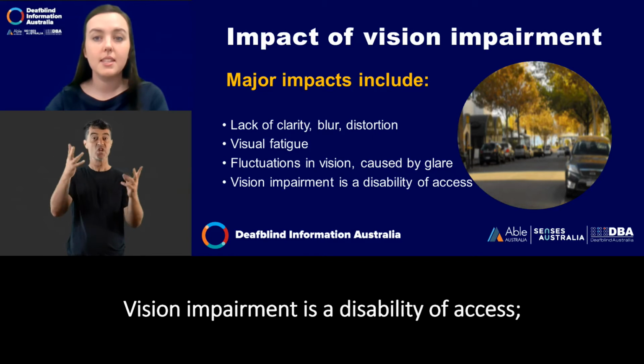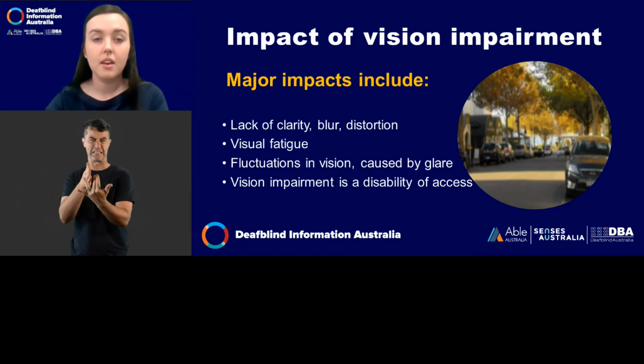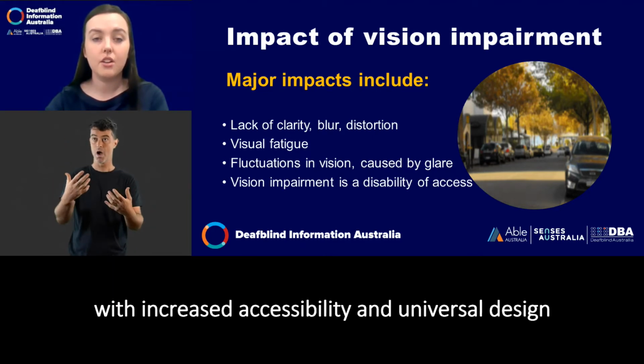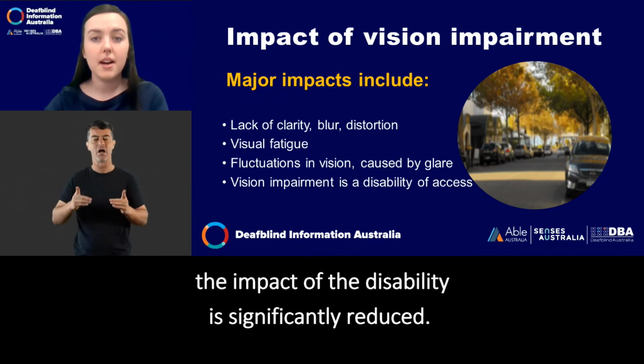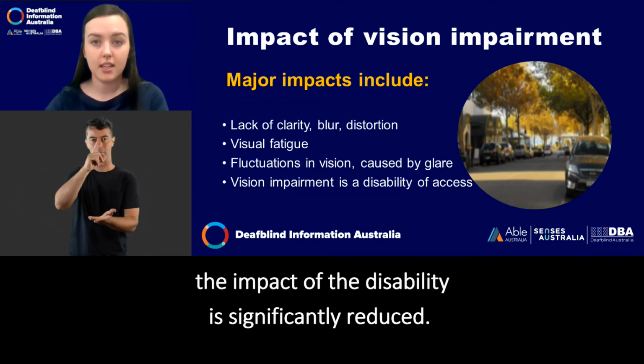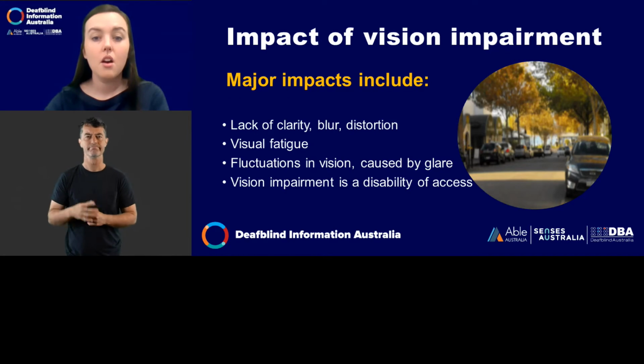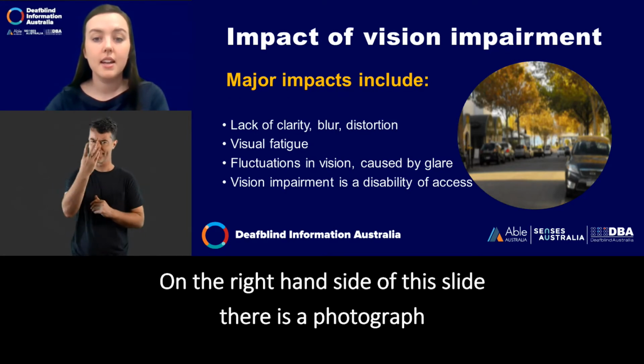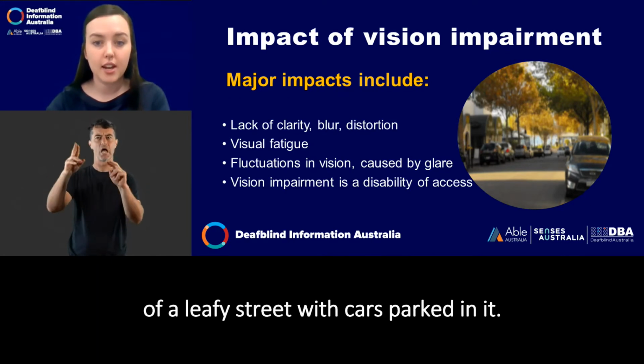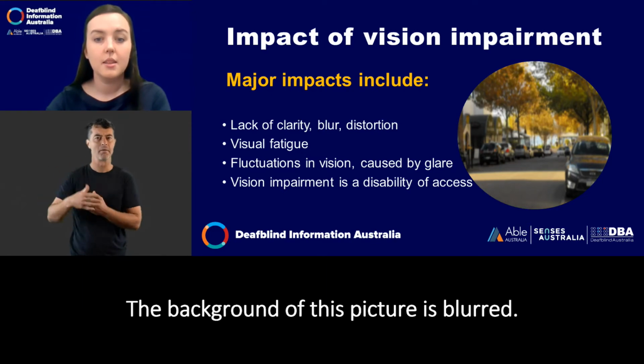Vision impairment is a disability of access. With increased accessibility and universal design, the impact of the disability is significantly reduced. On the right-hand side of this slide, there is a photograph of a leafy street with cars parked in it. The background of this picture is blurred.